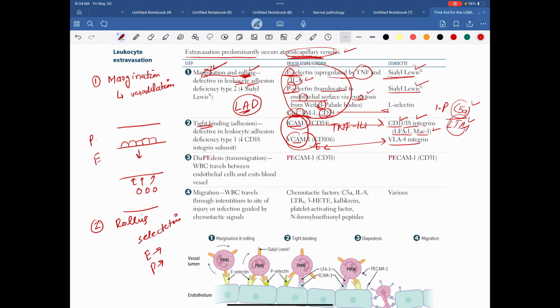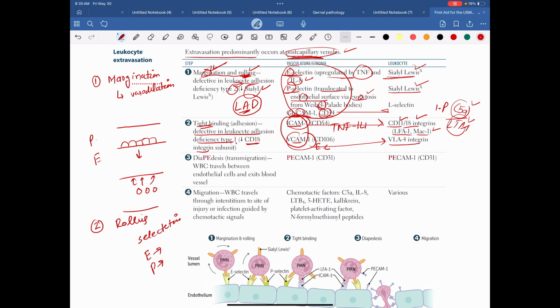Then we also have another disorder, leukocyte adhesion deficiency type 1. Basically this is type 2 leukocyte adhesion deficiency and this is type 1. In type 2 there is a problem in Selectin Lewis, but in type 1 there is a problem in CD18 integrin.